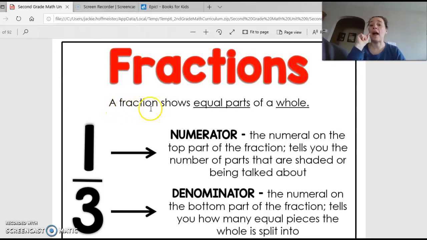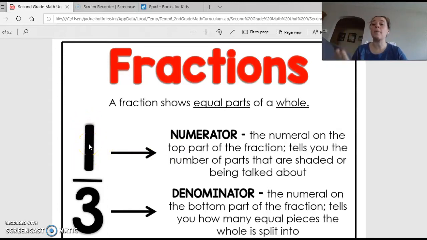So remember, a fraction shows equal parts of a whole. How many parts are in there? Okay, so the numerator is the top. Numerator is the top. The numeral on the top part of the fraction, so that's just the number.